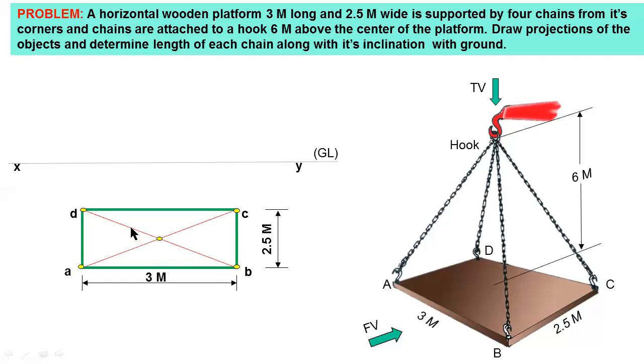Okay, the intersecting point is the hook, that is, I consider the hook as H. So AH, BH, CH and DH, these four chains are connected at the hook, that is H. The length of each chain is the same.